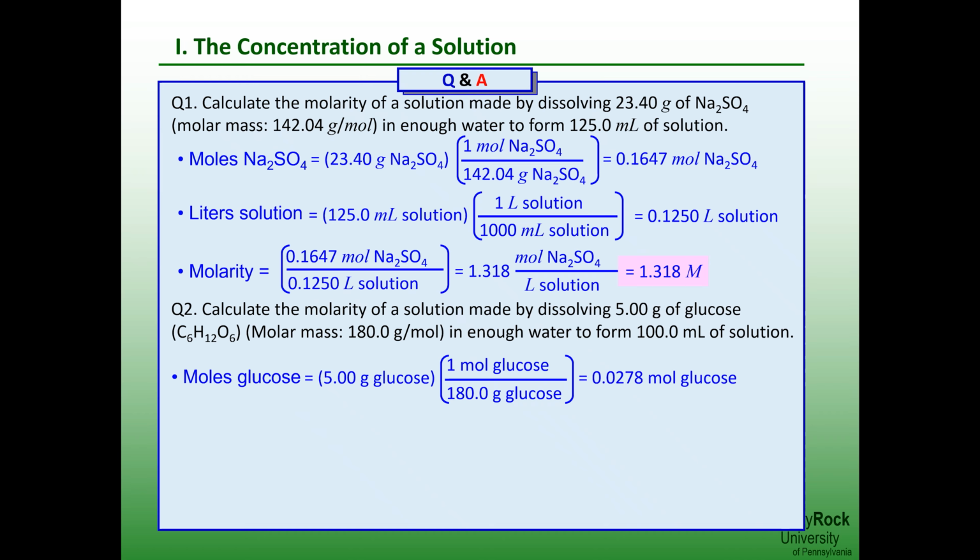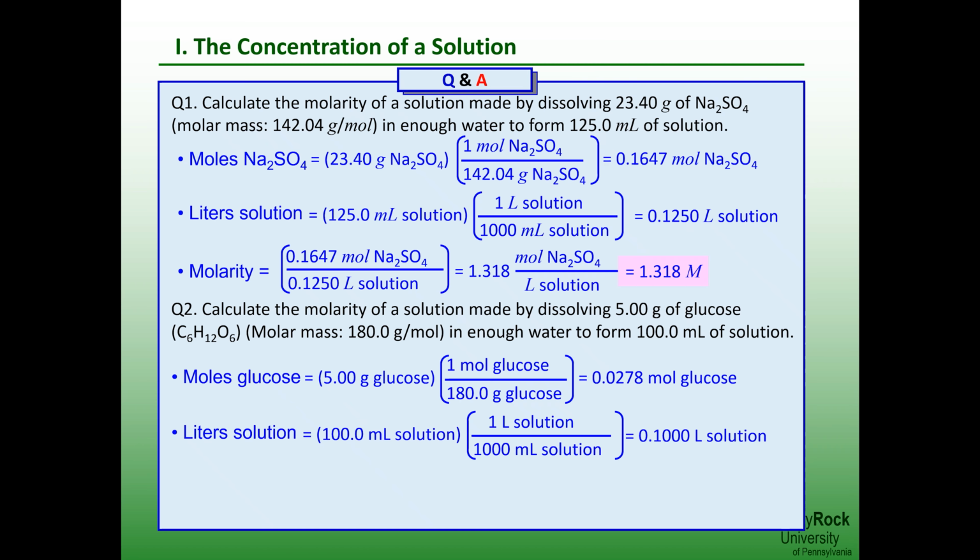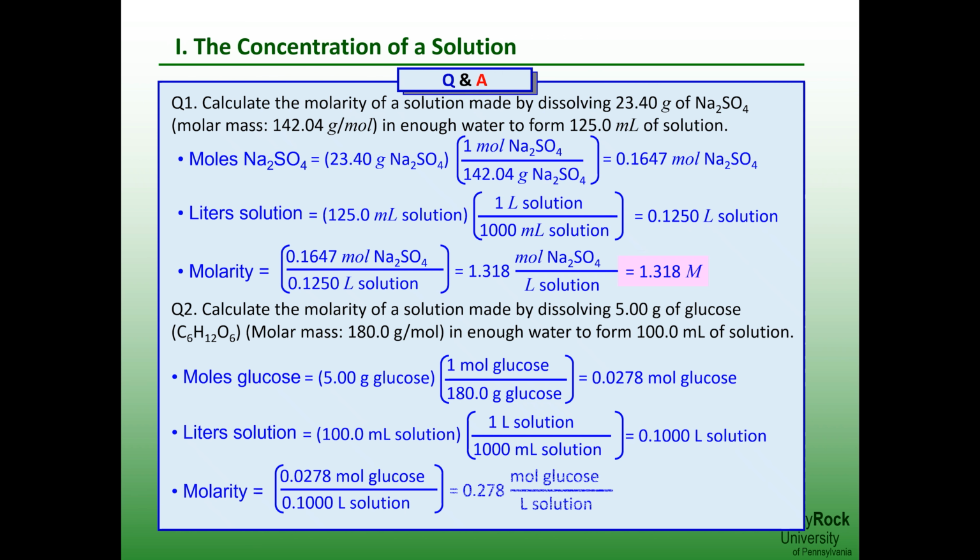0.0278 moles of glucose. Next, convert the volume by multiplying by a conversion factor of 1 liter over 1000 milliliters. This gives us 0.1000 liters. Now, we calculate molarity: 0.0278 moles over 0.1000 liters. So, the molarity of this glucose solution is 0.278 molar.